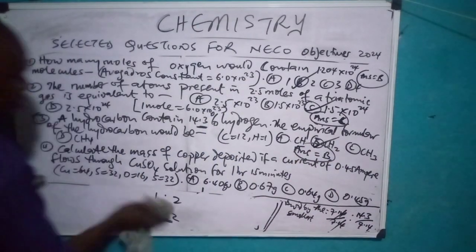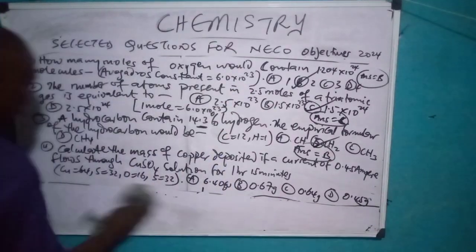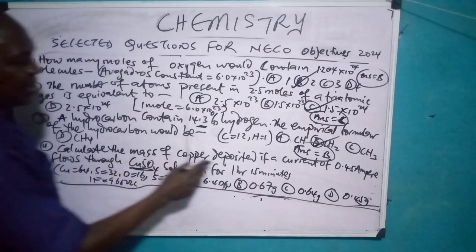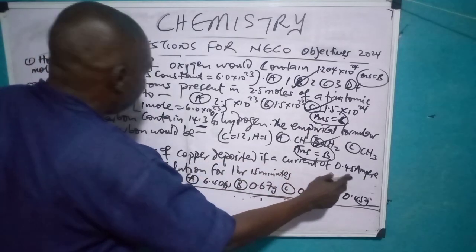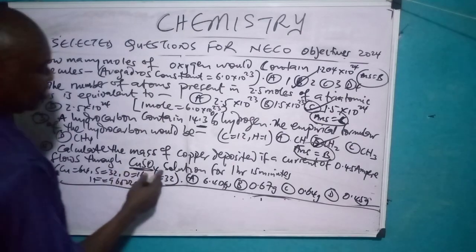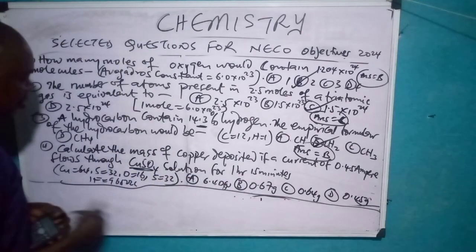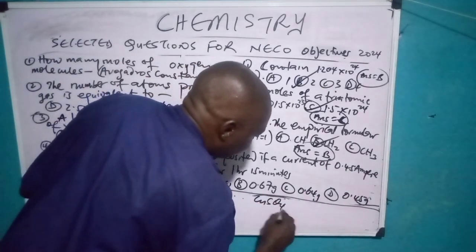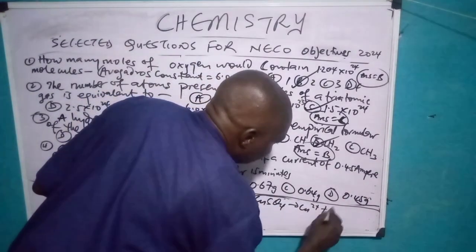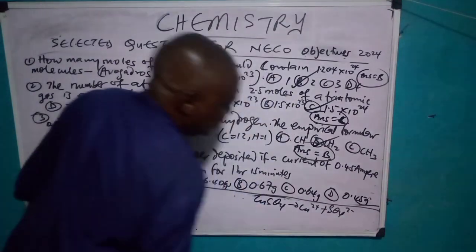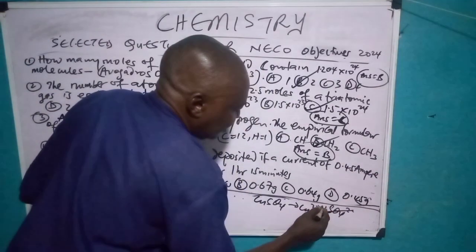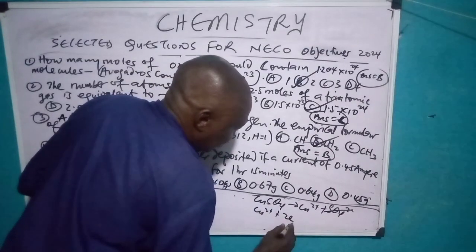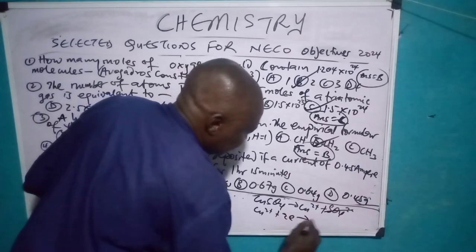Let's delete it and go through the last but not the least. Calculate the amount of copper deposited if a current of 0.45 ampere flows through copper sulphate solution for 1 hour 15 minutes. So just write it in this form. Let's dissociate it first. CuSO4 will give you Cu2+ and SO4 2-. We are not interested in this because the mass of copper deposited comes from Cu2+ plus 2 electrons.